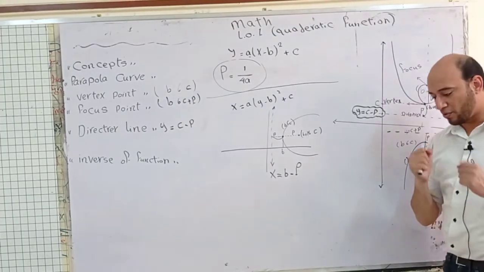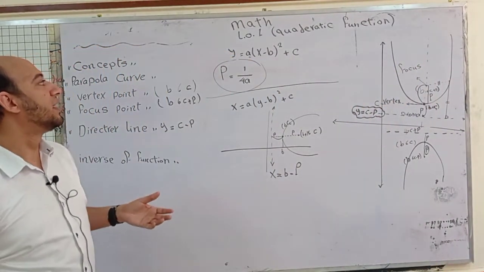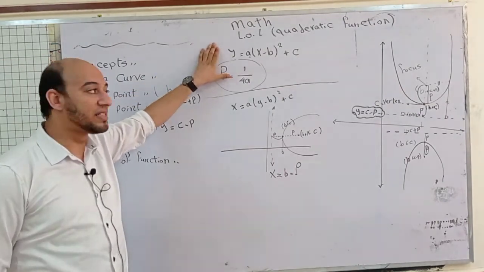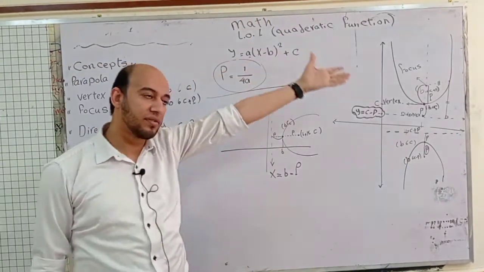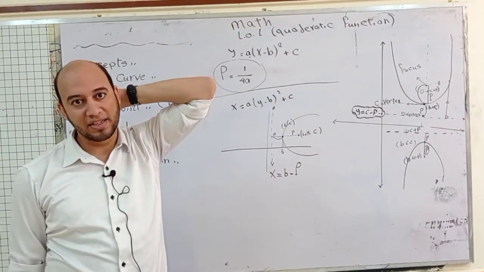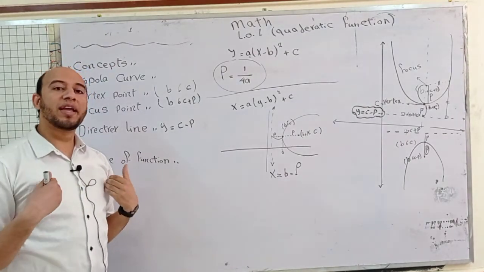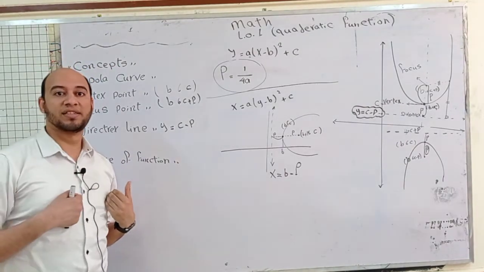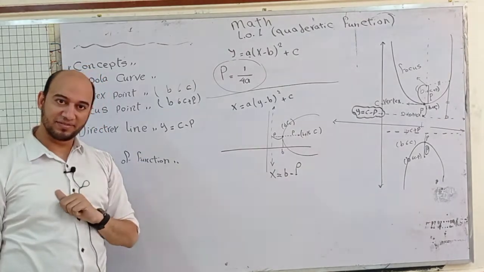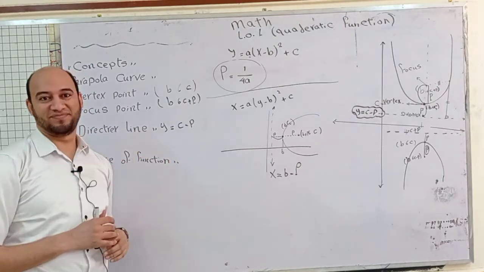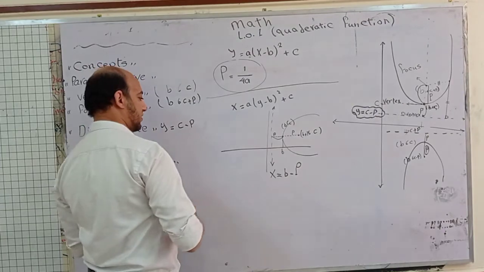Okay? Now, we have explained if we have the function, how can we get the vertex and the directrix line? What about if we have the focus and the directrix line? How can we get the equation? Let's take an example for this.